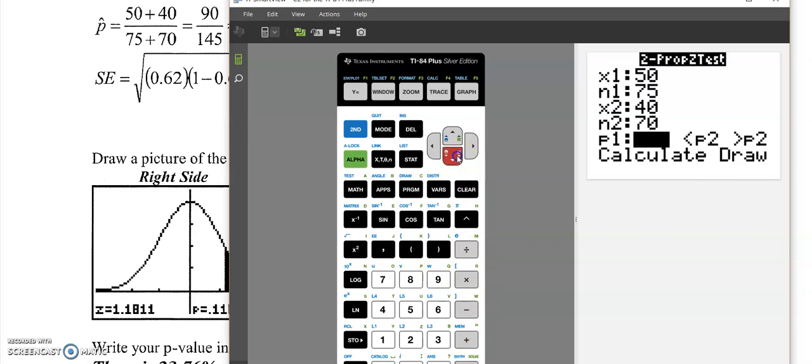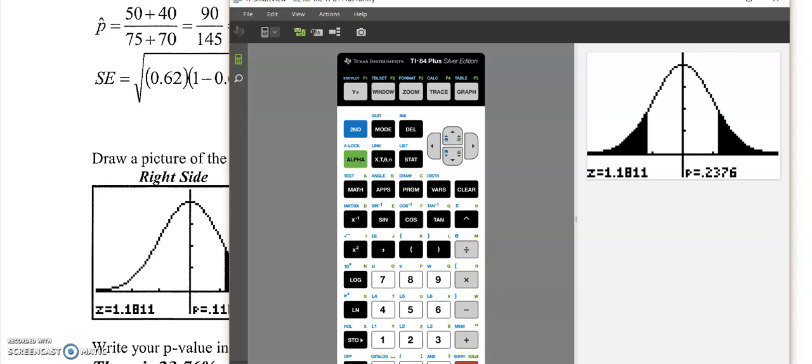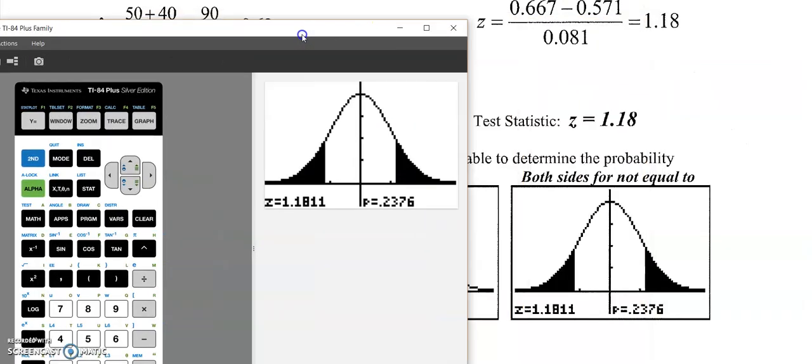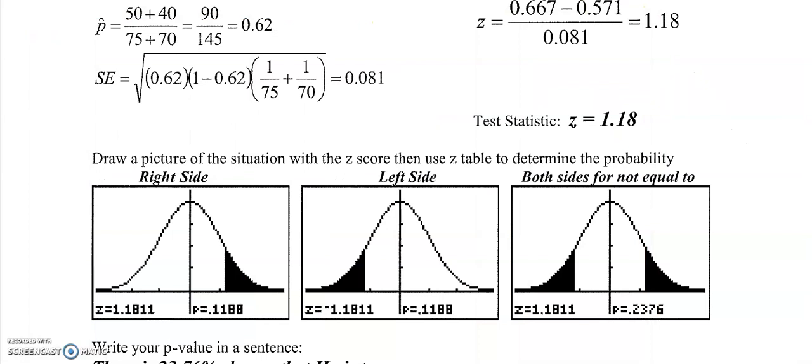And then you can go to calculator draw. I'm going to go to draw. And notice for not equal to, it shades both sides. So we got the same z of 1.18. And our p-value takes both into account. So it's 0.2376. Again, we could have found one side in the table and then doubled it to get a similar number. But we're going to go with 0.2376 as our p-value.